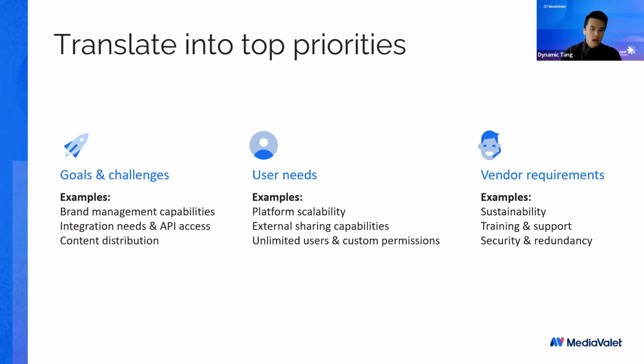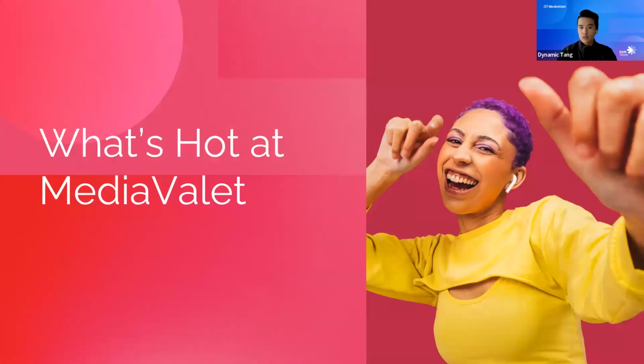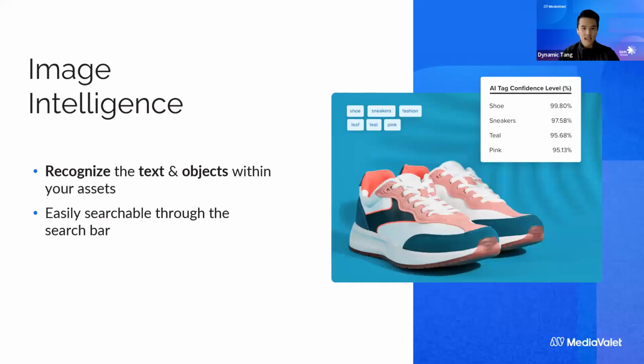All right. To help you understand how some of these goals are met, we've got a few new features that are hot and fresh out of the oven that can support your organization with everything DAM related. So starting off with text recognition and object detection, MediaValet's AI capabilities scan your assets for different text and objects and tag them so that it's metadata for your asset.